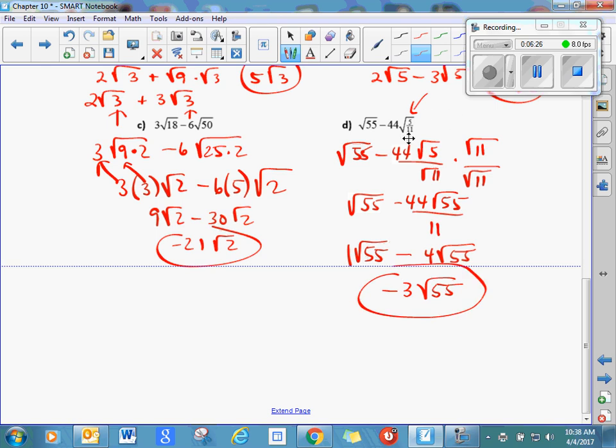This is just to remind you that you cannot leave a fraction inside a radical sign, and when your denominator has a radical in it, you have to rationalize it by multiplying by this funky form of 1. Radical 11 over radical 11 is just another way to name 1, and we can multiply by it because we can multiply anything times 1 and not change its value.